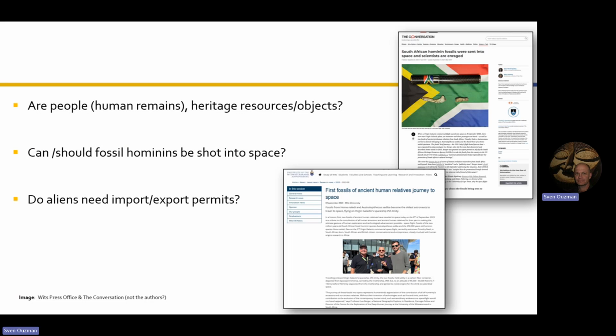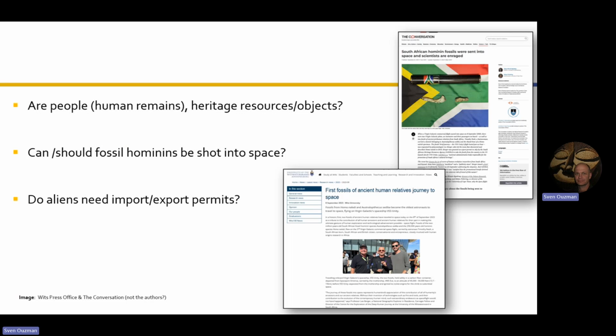And the screen snip here shows two very different articles, one from Wits and one from academics. So the Wits one puts quite a positive spin on it, saying, well, we wouldn't be in space if it wasn't for those first steps taken by the Australopithecines and early Homo. Whereas leading archaeologists from SAPA, for example, have strongly objected to what they consider an irresponsible publicity stunt.